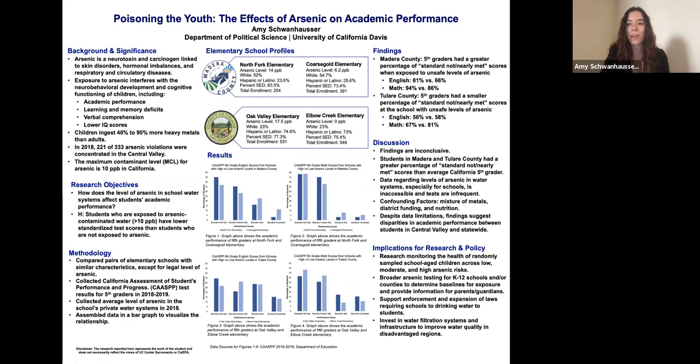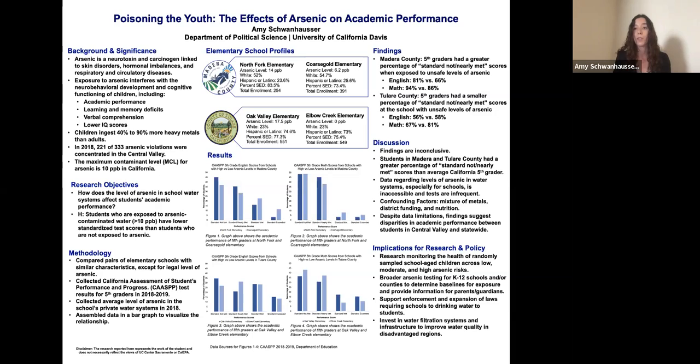Hi, my name is Amy Schwanhauser, and I studied the effects of arsenic exposure on children. In children, arsenic interferes with their cognitive functioning, which can be measured in learning and memory deficits, verbal comprehension, and IQ. Children are also more vulnerable to arsenic poisoning because they ingest 40 to 90% more heavy metals. In California, the maximum contaminant level for arsenic is 10 parts per billion, and in 2018, 221 out of 333 violations were in the Central Valley.